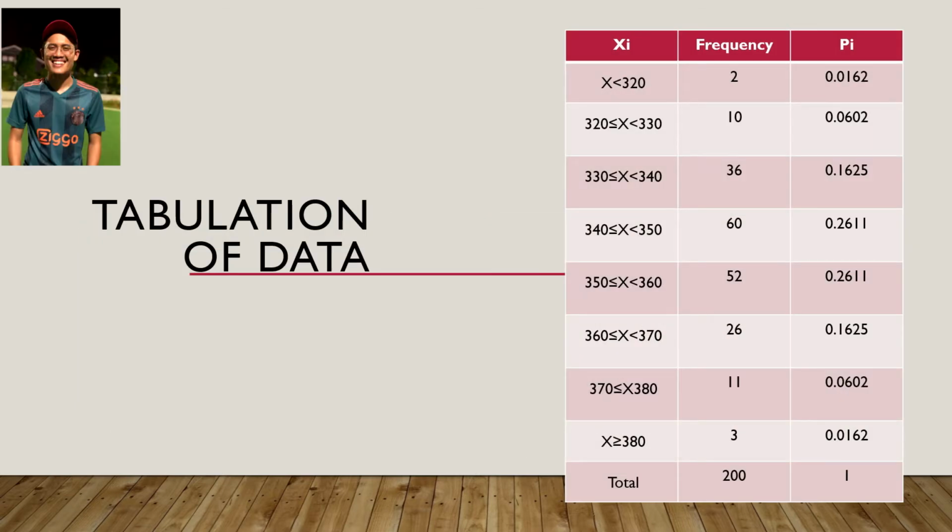Next, for tabulation of data, as you can see, we have a table here which contains frequency and probability for each range. We obtain frequency from the given appendix and we obtain the probability using the statistical table for normal distribution. To make sure that this table is correct, we look at the summation of frequency and probability, where frequency gives a total of 200 and probability gives a total of 1. So that means the table is correctly verified.